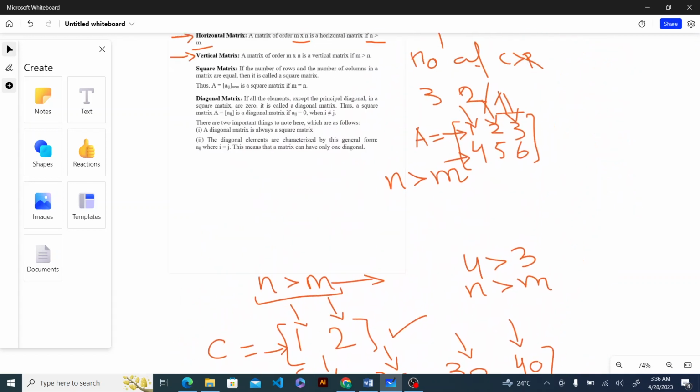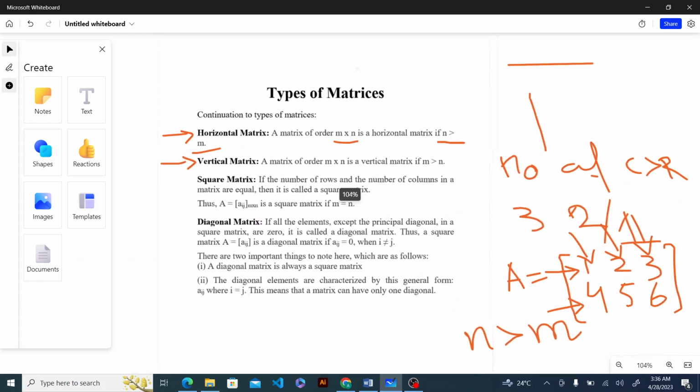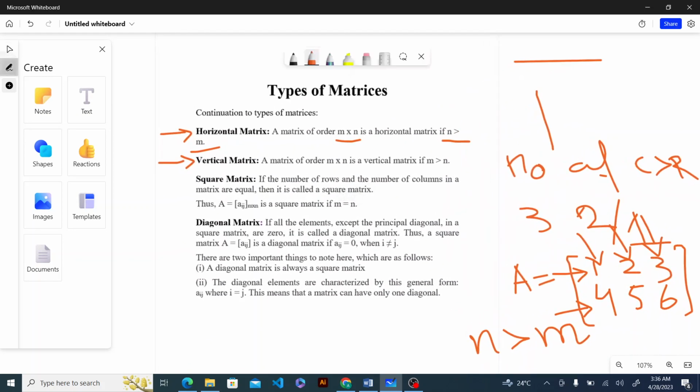Let's move to the next type. The next type is the square matrix. As you all know, in a square all the sides are equal. In a square matrix, the number of rows and the number of columns will be equal. Okay? A matrix which has an equal number of rows and columns, meaning m is equal to n, number of rows equal to number of columns, will make a square matrix.